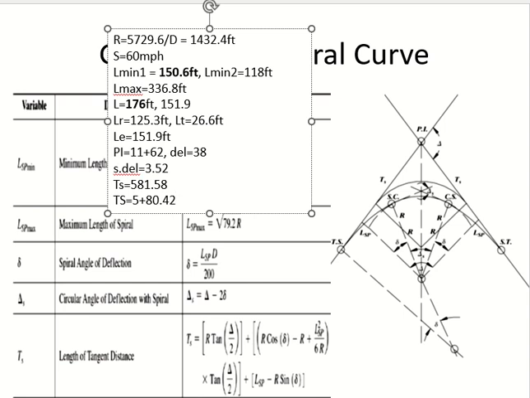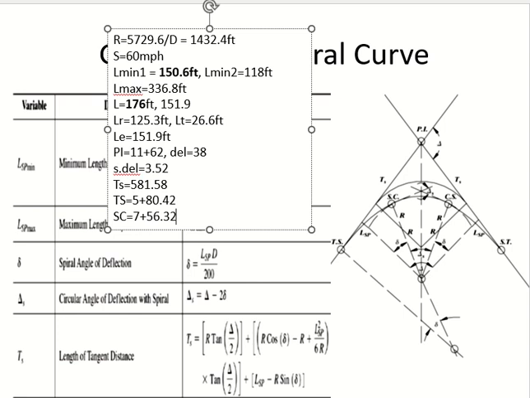Okay, from TS to the next point, I have the spiral curve. So you will add the length of the spiral curve, 176, to this. How much will that be? 757 plus 5, point 42.